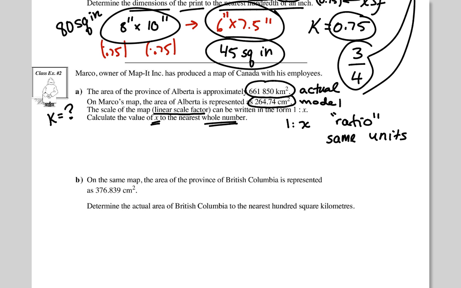So let's break this down using a scale statement. First of all, let's do the statement for area. You're just copying model first, actual second. It always goes like that. Model to original, or actual. Model to actual, or new to old. So it would be this: 264.74. Include the unit.